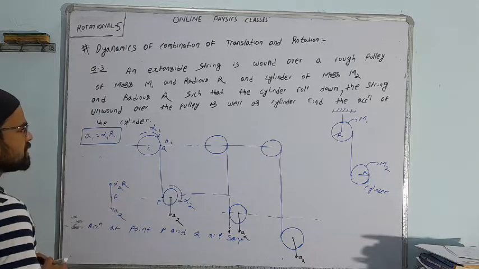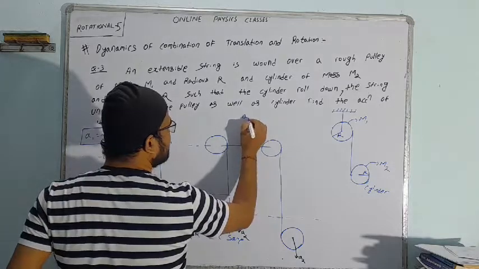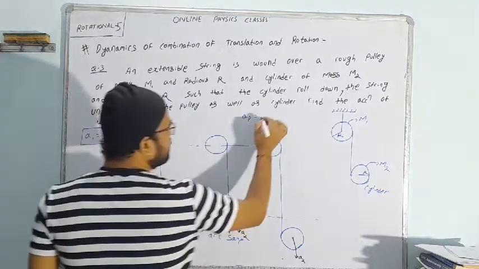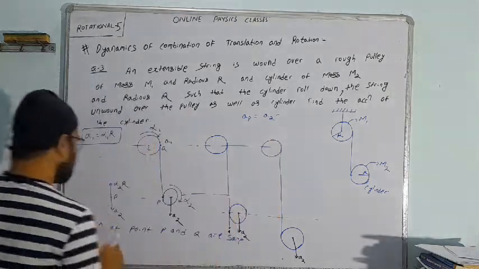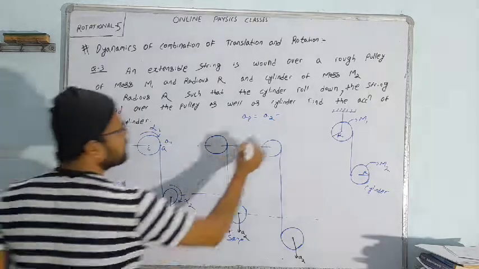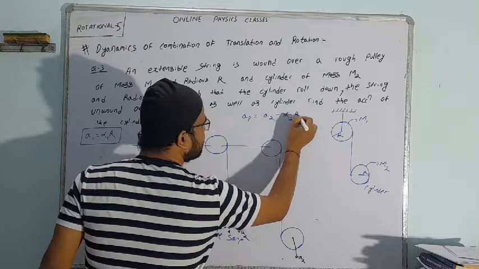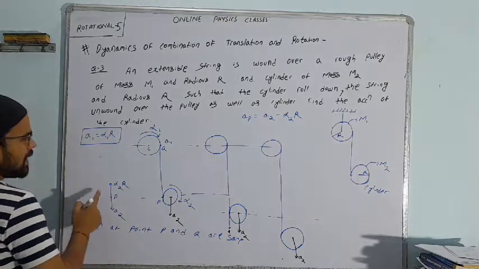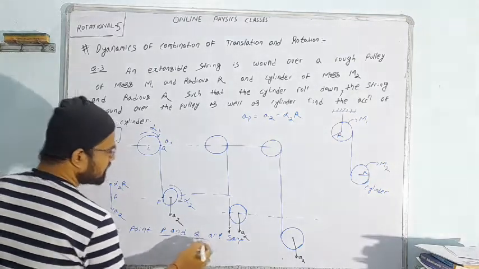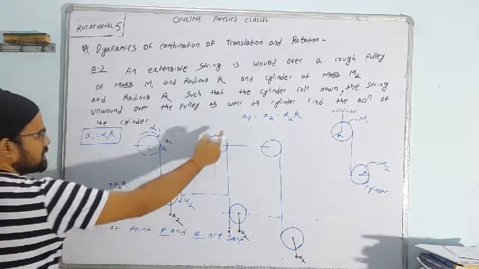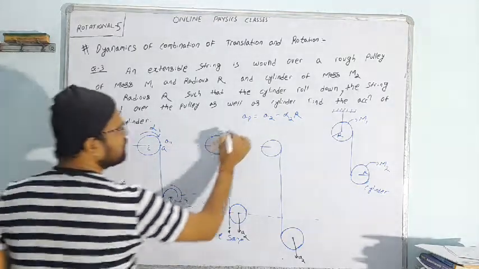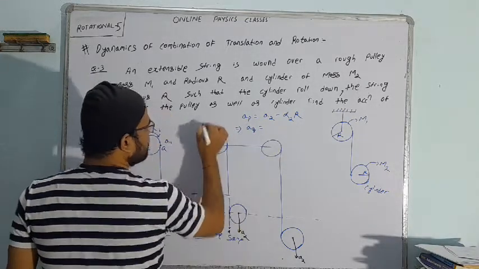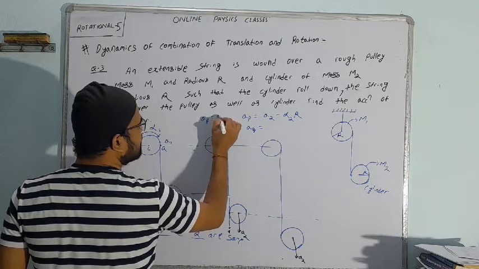What is the acceleration at p? We can say the acceleration of p is a2 minus alpha 2 r. This is the net acceleration at point p. Since points p and q have the same acceleration, this acceleration should be equal to the acceleration of q.